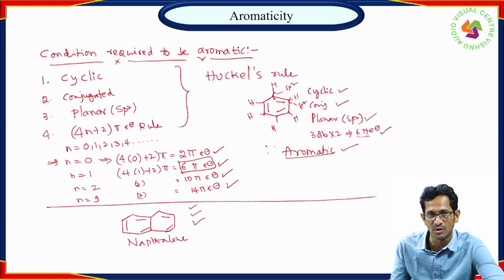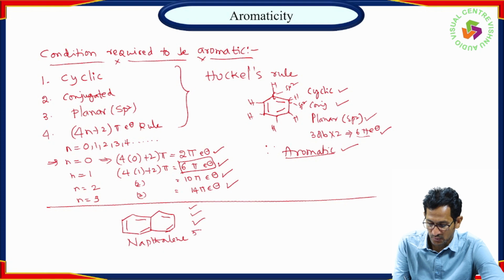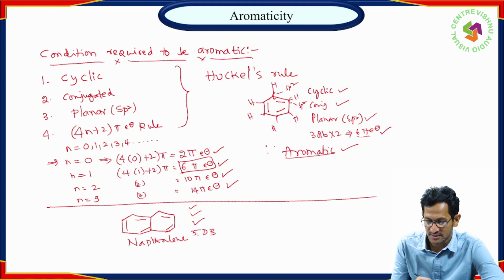First count the double bonds. We have 5 double bonds. Each double bond is 2 electrons, therefore 10 pi electrons.